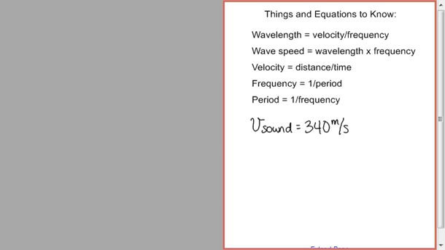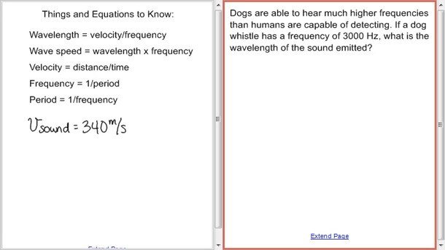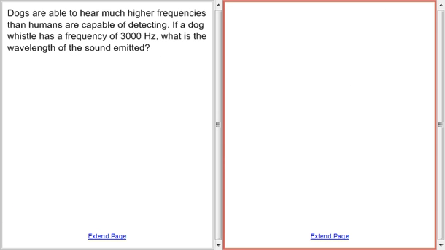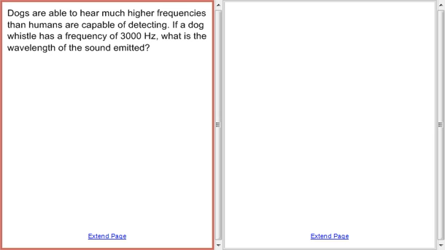Once you've added that, we're going to start working through problem number one. Problem number one says dogs are able to hear much higher frequencies than humans are capable of detecting. If a dog whistle has a frequency of 3,000 hertz, what is the wavelength of the sound emitted? The first thing I want you to do is look at your paper and see what it is that you're trying to find.